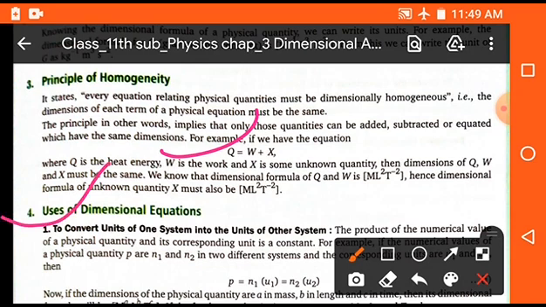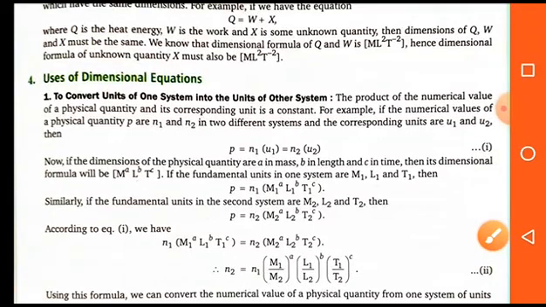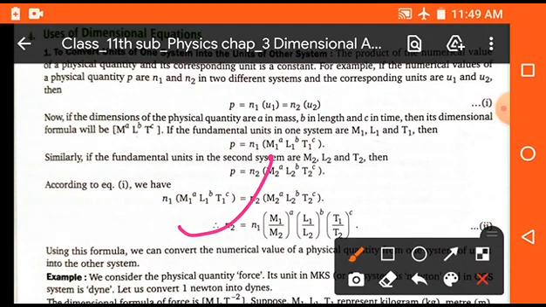Now, uses of the dimensional equation. There are a number of uses of the dimension formula. First is to convert the unit of one system into another system. With the help of dimensions, we can convert one system of units to another by the formula n2 = n1 (M1/M2)^a (L1/L2)^b (T1/T2)^c, where n1 is the numerical value of the given physical quantity. For example, 2 joule. Here 2 is the numerical value and it is considered as n1. Clear? And joule represents work, so the physical quantity is work. M1, L1, T1 are the mass, length and time of the given system, and M2, L2, T2 are the mass, length and time of the calculated system. Okay, students.